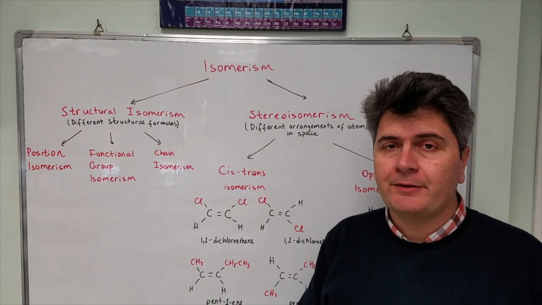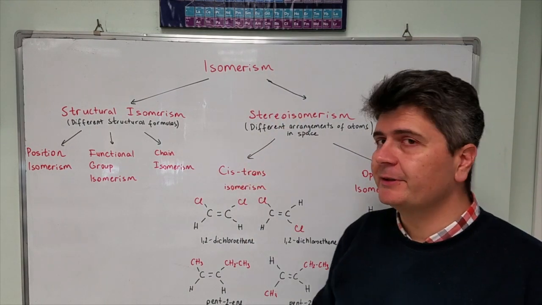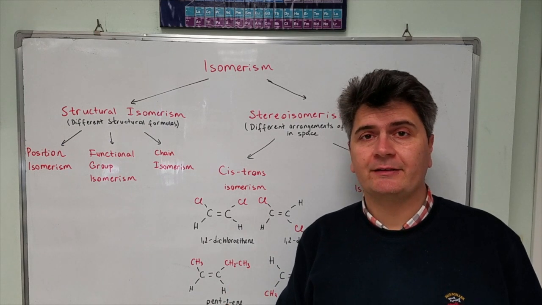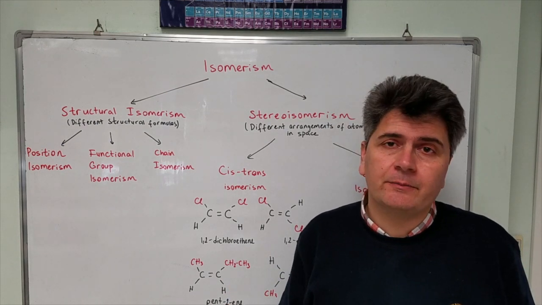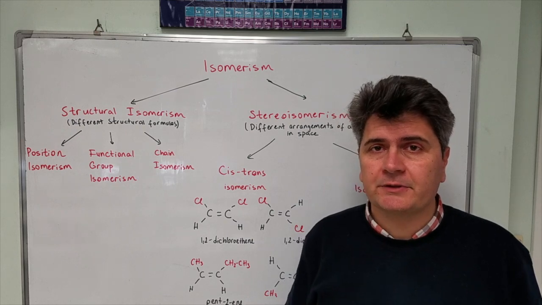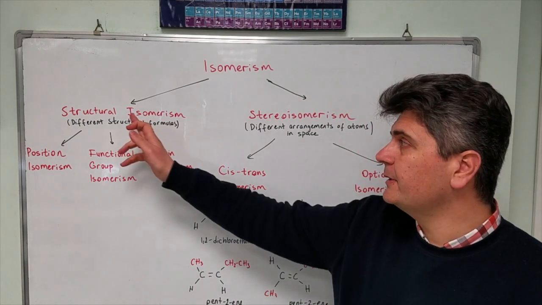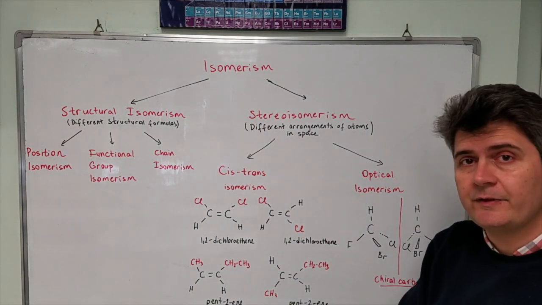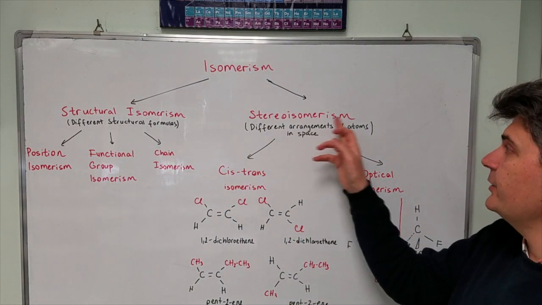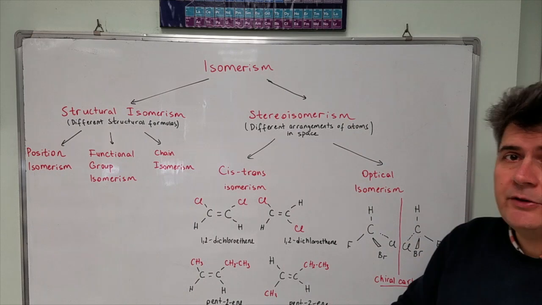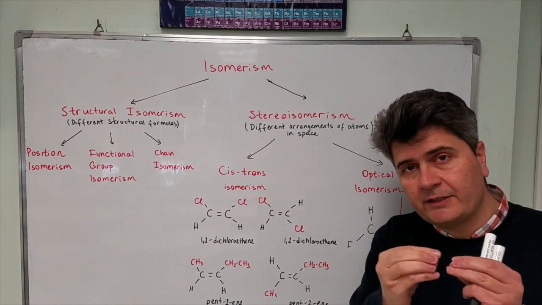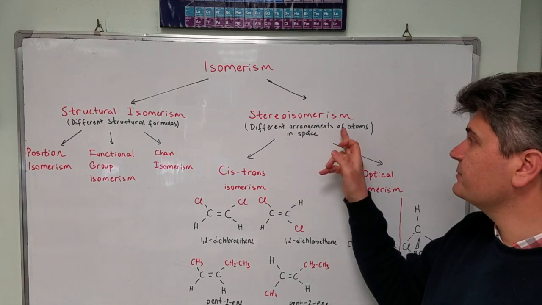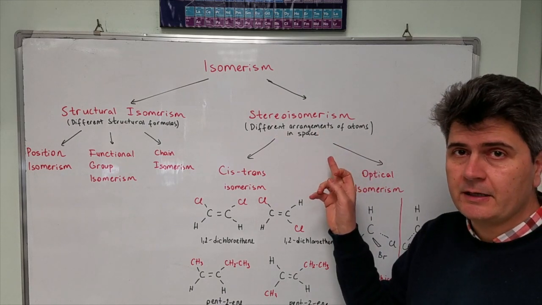Hello. In this video we'll talk about isomerism. In a previous video we mentioned isomers and we said that isomers are different compounds having the same number of atoms. In that video we mentioned structural isomerism. But in fact we have a second kind of isomerism which we call stereoisomerism. In stereoisomers, the bonding of the atoms is the same, but they have different arrangements of atoms in space.